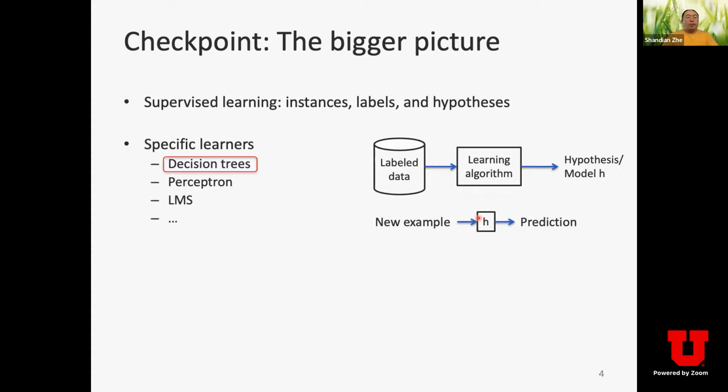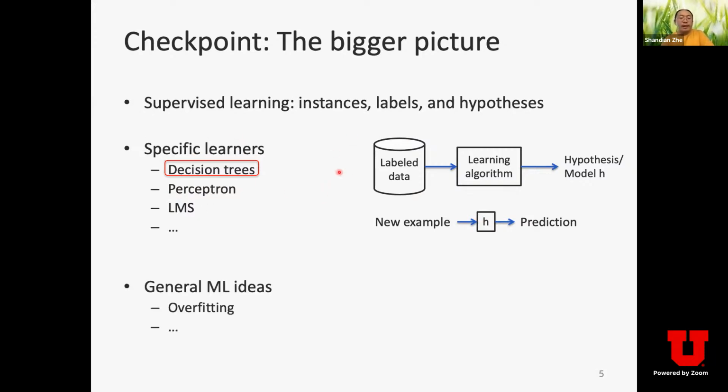Under this supervised learning framework, there are a variety of learning algorithms like decision trees, perceptron, least mean square, support vector machines, and neural networks, which we're going to discuss one by one throughout this semester. We have just finished the introduction of decision trees, and we have also talked about general machine learning ideas like overfitting. That's really, really important. So far, any question? Yeah, we're on the same page, right?